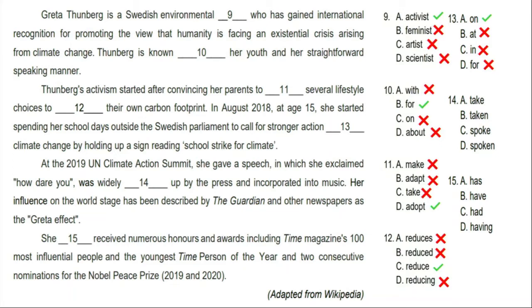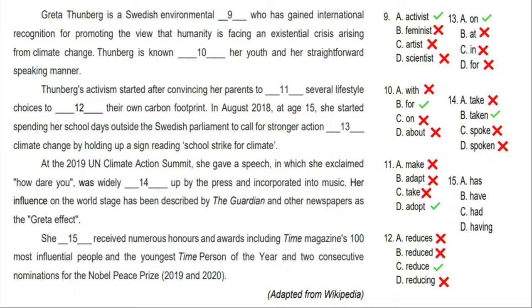At the 2019 UN Climate Action Summit, she gave a speech in which she exclaimed, "How dare you?" was widely, is it A, B, C or D? Remember I told you before, if there is have or WWH, the verb has to be in past participle or continuous, which is ing. So A and C are not the right answer, because it has to be in past participle. So this is between B or D. Cross all those wrong answers. So the right answer for this question is B. Taken.